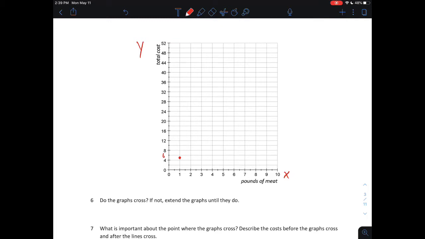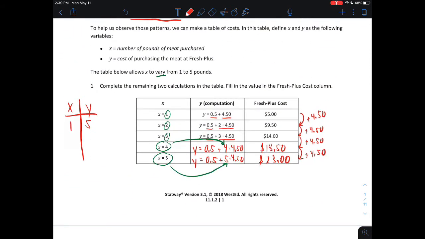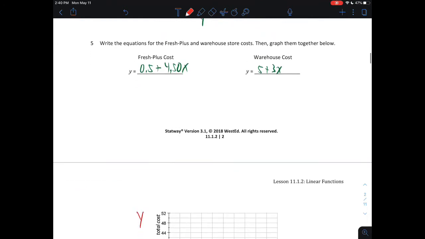Okay, so now I need another one. When x was 2 pounds for the Fresh Plus work, we got an output of $9.50. So we can keep organizing our work this way as a way to help us graph. And then maybe think while I'm writing this down, how many points do you need to create a line? You could certainly put all 5 of these on there, but you really only need 2. It only takes 2 points to create a line.